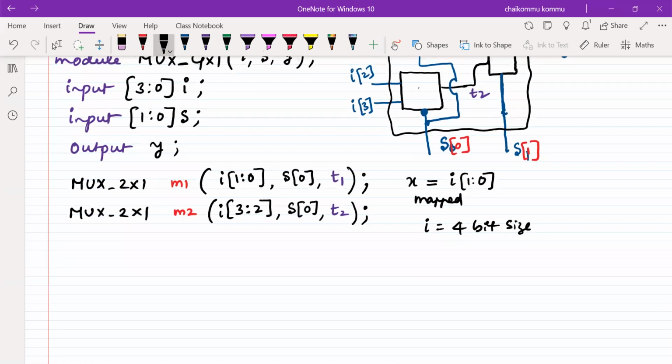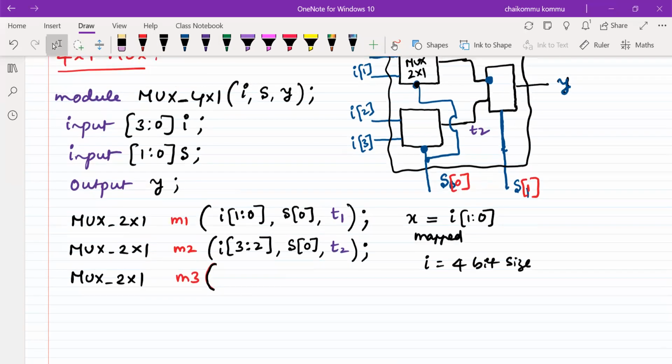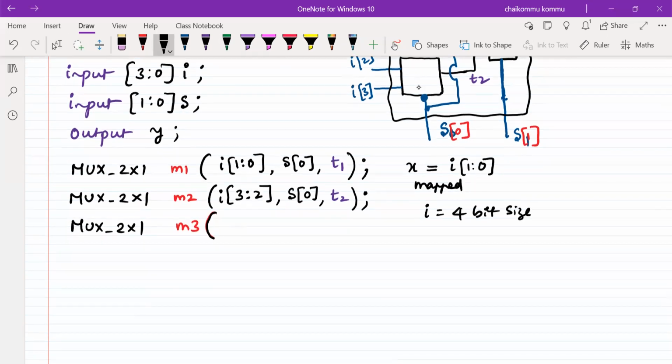So very carefully you have to write mux_2x1. This is called M3. So T1 and T2 are represented by the scalar notation, but I want to use the vector way. But I cannot write it like this: T1 comma T2 comma S[1] comma Y. I should not write it like this.